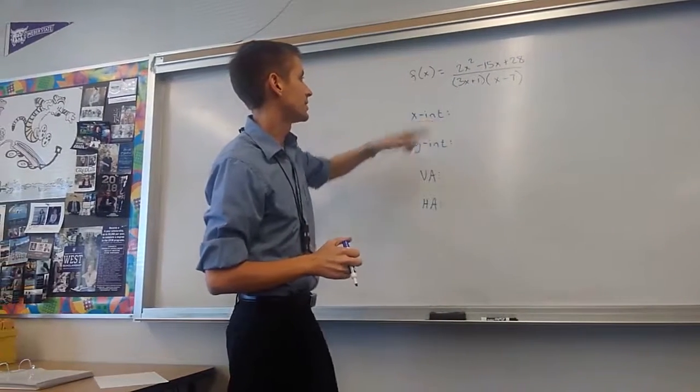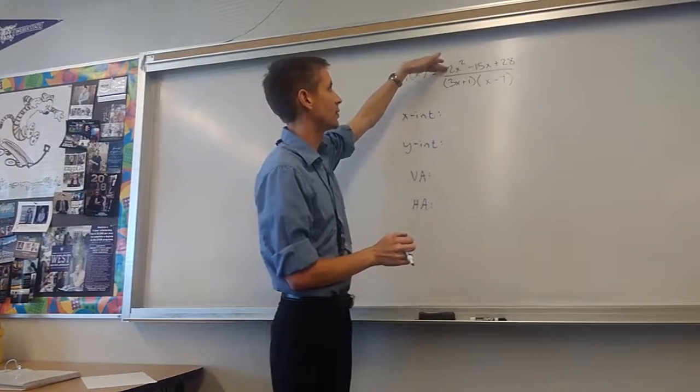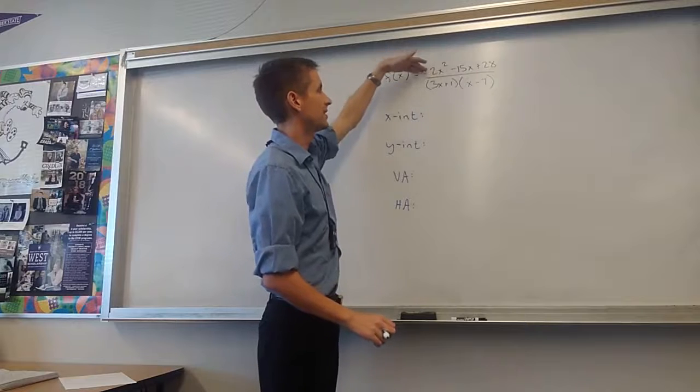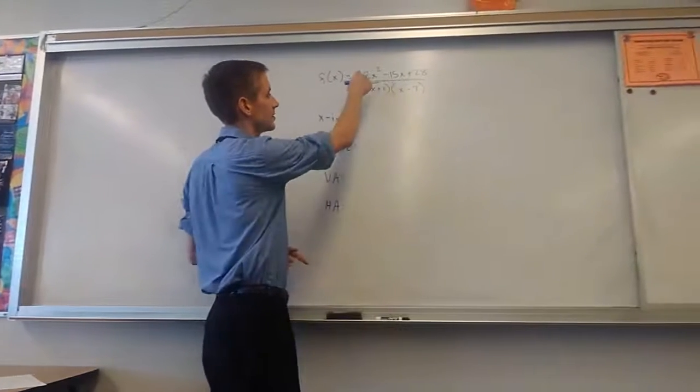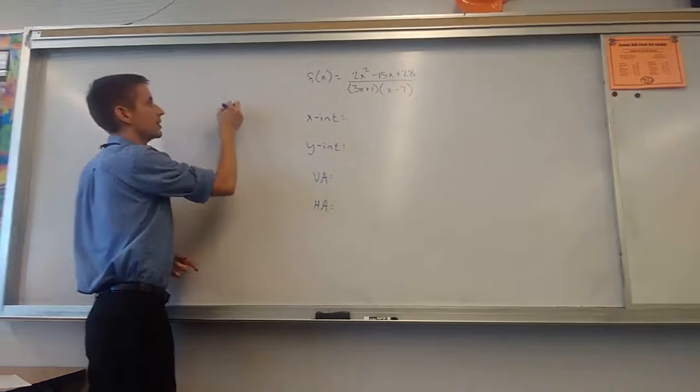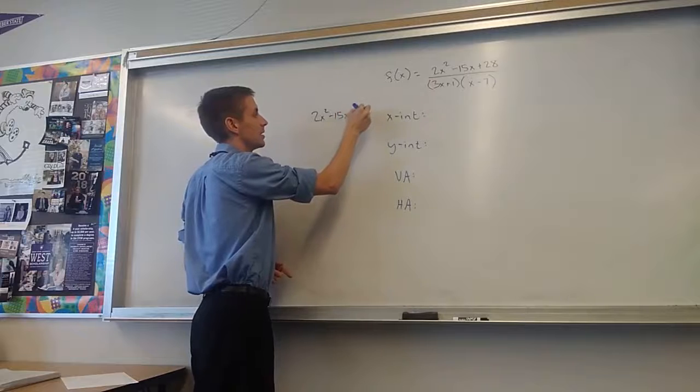Now, as in previous examples, to find the x-intercept, we need to know what the zeros of the numerator are. But I can't find the zeros of the numerator unless I know what those factors are. So let's go ahead and factor it out. I'm going to come over here and say 2x squared minus 15x plus 28.